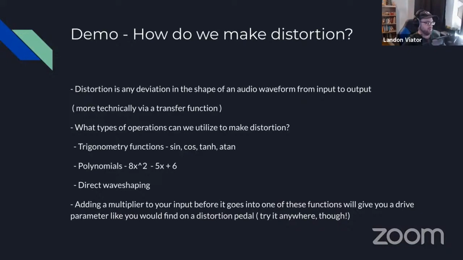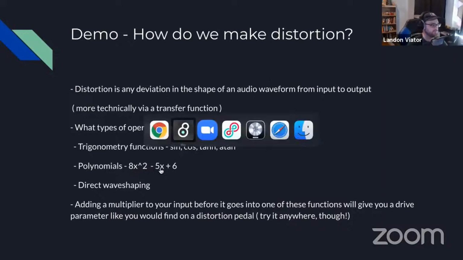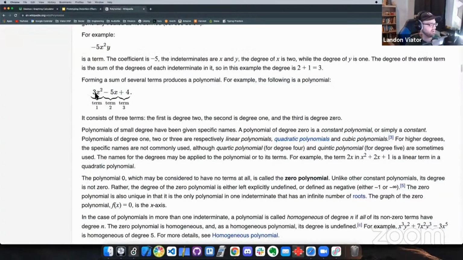And to prototype and make distortion, there are a bunch of different ways that we can accomplish this. We could do this with trig functions such as tan, atan, even sine and cosine. You can use polynomials, which are in this kind of form, and I actually have a tab pulled up, polynomials. Basically you'll have a number multiplied by x raised to some kind of exponent, plus or minus another term. That's basically all a polynomial is. It just means multiple terms. And what you would do is, x would represent the signal.